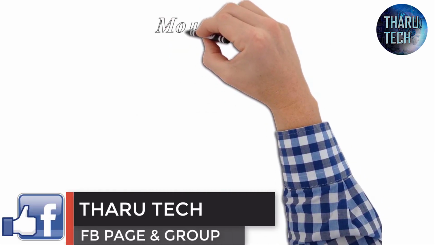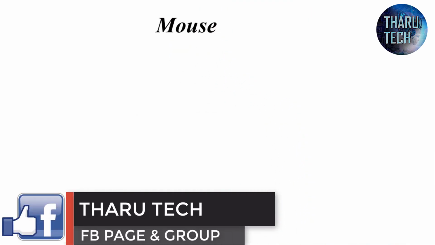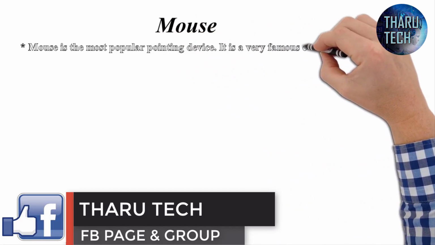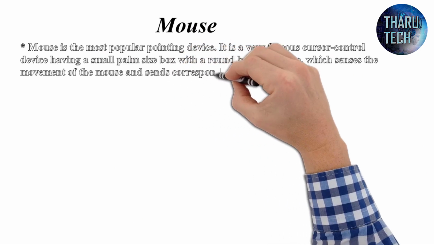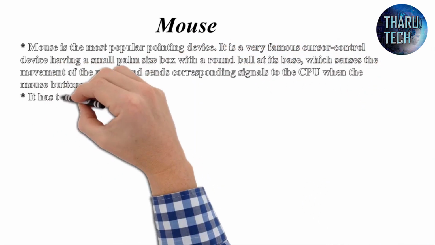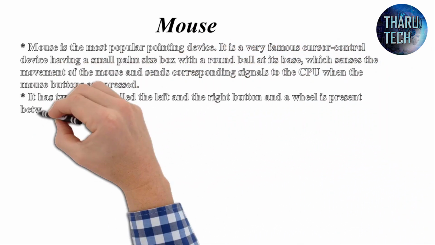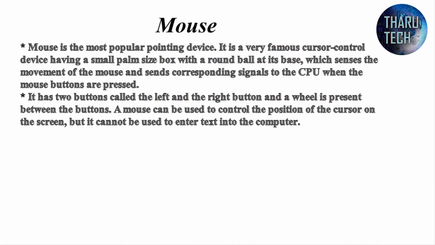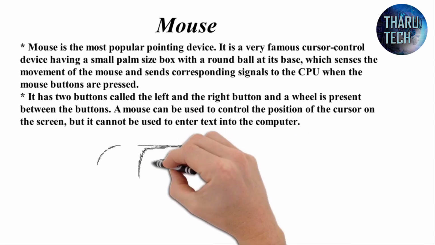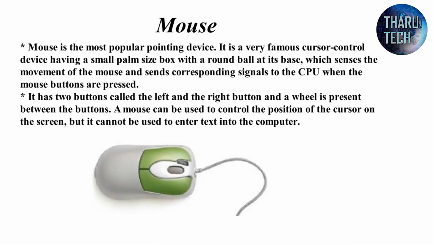Mouse. Mouse is the most popular pointing device. It is a very famous cursor control device having a small palm-sized box with a round ball at its base, which senses the movement of the mouse and sends corresponding signals to the CPU when the mouse buttons are pressed. Generally, it has two buttons called the left and the right button, and a wheel is present between the buttons. A mouse can be used to control the position of the cursor on the screen, but it cannot be used to enter text into the computer.